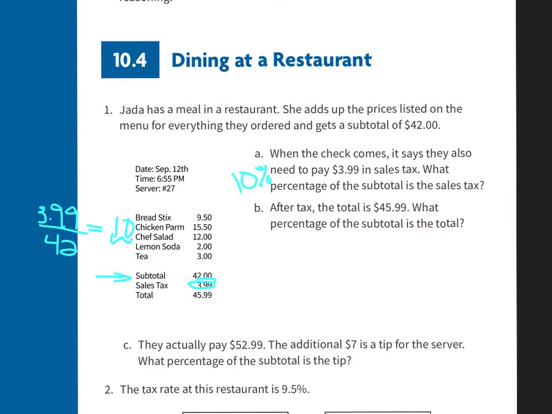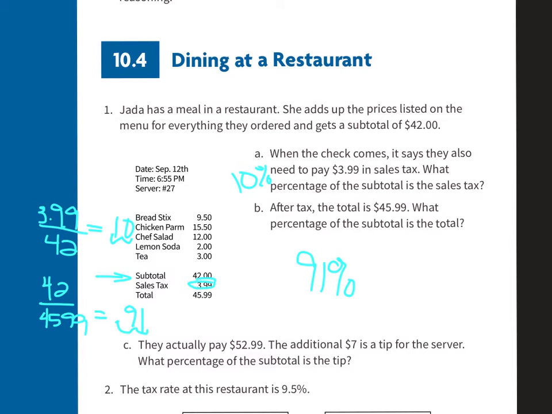After tax, the total is $45.99. What percentage of the subtotal is the total? So now I'm going to go subtotal divided by total. So 42 divided by 45.99. I get 0.91. I move it over twice, I get 91%. They actually pay $52.99.